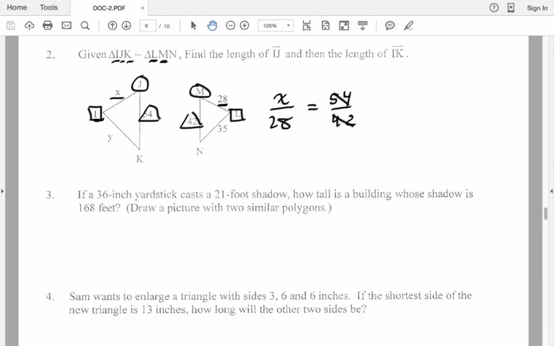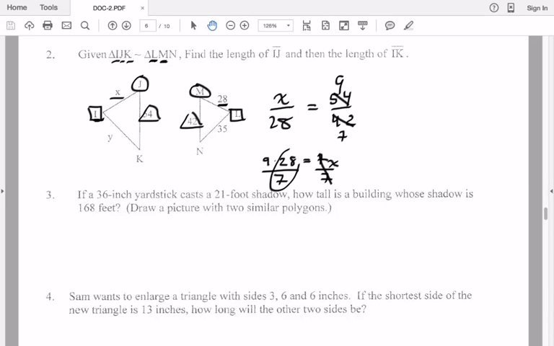54 and 42 can be simplified by dividing them by 6. So we get 9 and 7. And then we would cross multiply. So 9 times 28 equals 7x. And then we can multiply these two together right now, the 9 and the 28. There is a shortcut though. I can divide both sides by 7 right here, and when I divide these by 7, I only divide one of these numbers by 7.